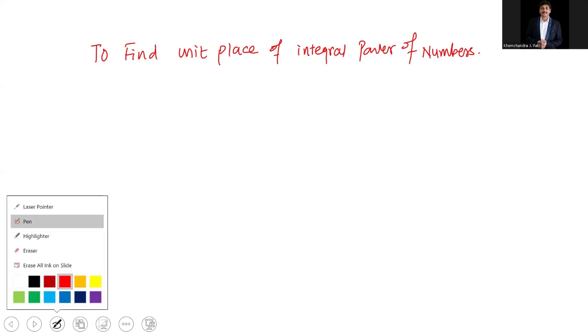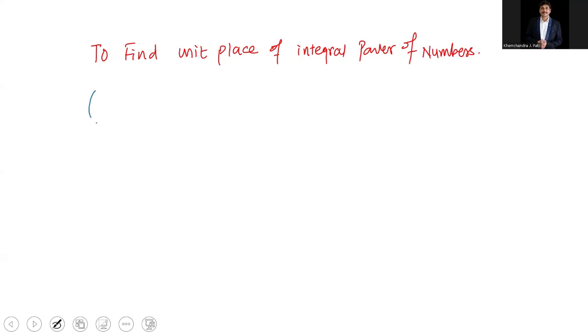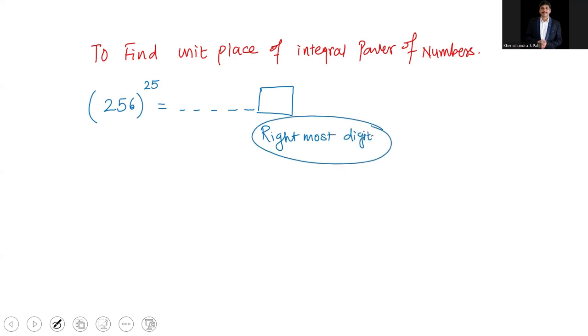Now, see, if you come across this kind of a situation, suppose let us say 256 raised to 25. What is the unit place of this expansion? You want to find the unit place. Unit place is what? Rightmost digit. If you want to find the rightmost digit of this expansion, then how we can find it, that we are going to understand.